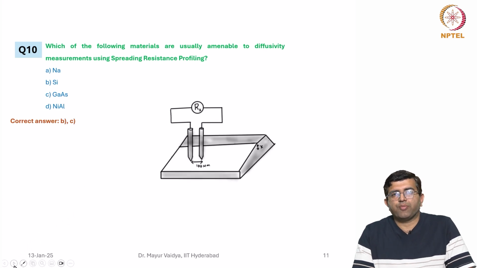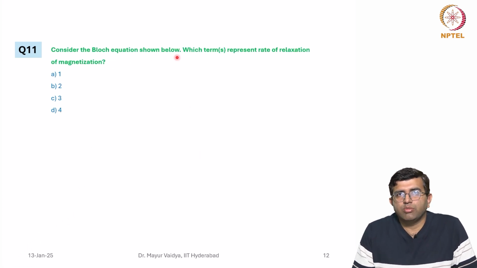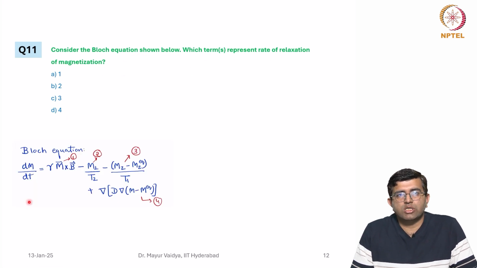Consider the Bloch equation shown below. Which terms represent the rate of relaxation of the magnetization? The Bloch equation is given here: dM by dt equals gamma M cross B, minus the second term M perpendicular by T2, minus the third term Mz minus Mz equilibrium by T1, and the fourth term is the gradient D grad into M minus M equilibrium.